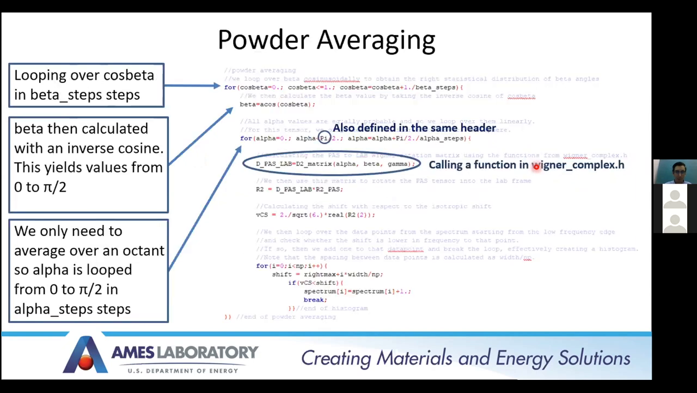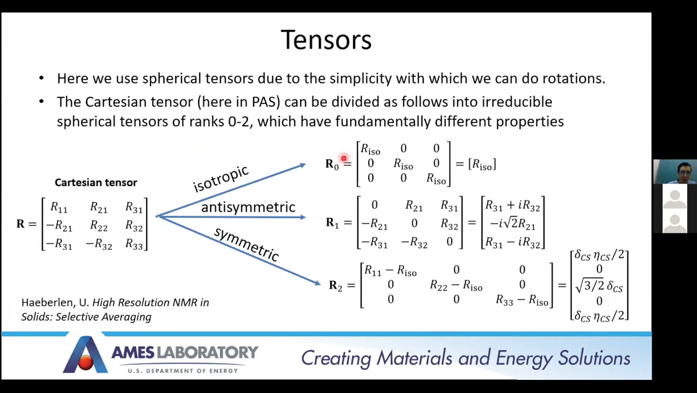So before I move over to this Wigner complex file, I just want to introduce tensors briefly. There are two ways to represent tensors in NMR that are often used. You can have your tensor represented in a Cartesian space, or you can use spherical tensors. And each of these tensors can be divided into three different parts. So you have the isotropic part. This is essentially the part that remains in isotropic liquids. So the isotropic chemical shift, the isotropic J coupling.